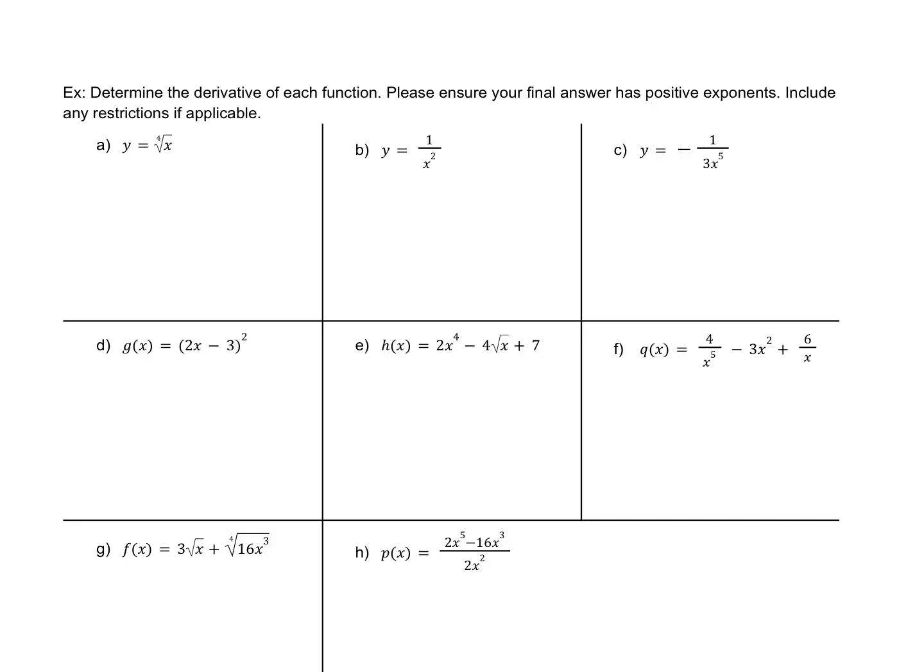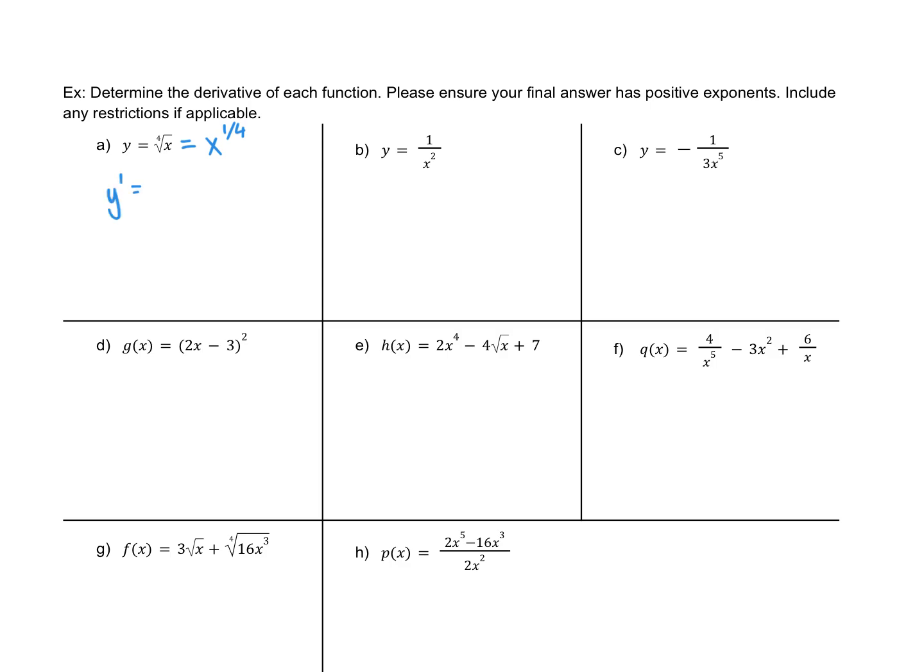Later on, we'll learn some more efficient methods for more complicated functions, but for now, we're going to use what we know, and we're going to make sure our final answer has positive exponents, and we're going to include any restrictions if they apply. So I'm going to start with y equals the 4th root of x. The first thing I'm going to do is rewrite this as x to the power of a quarter. Now I can use my power rule.